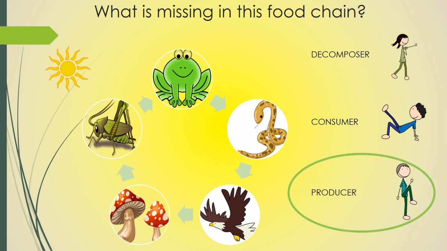We are missing a producer. The cricket has nothing to feed on. There are other consumers like the frog and the snake and the eagle, and then there's the mushroom for the decomposer, but we are missing the producer.